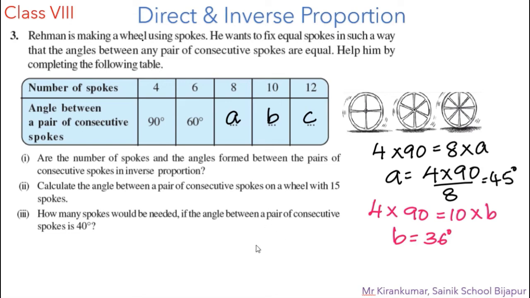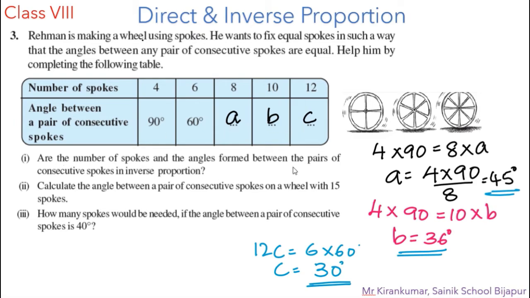Similarly, 12 times C is equal to 6 times 60, which I can also take. C will be equal to 6 times 60 divided by 12. We get it as 30 degrees. So 30 degrees, 36 degrees, 45 degrees are the values of C, B and A respectively.